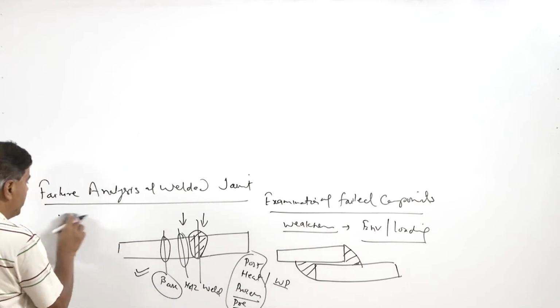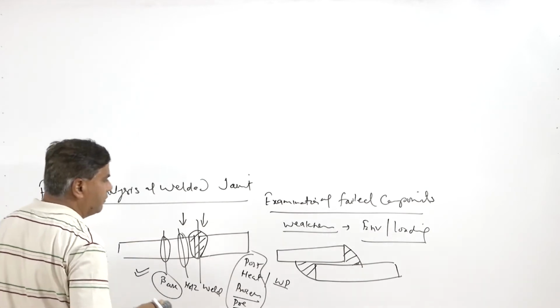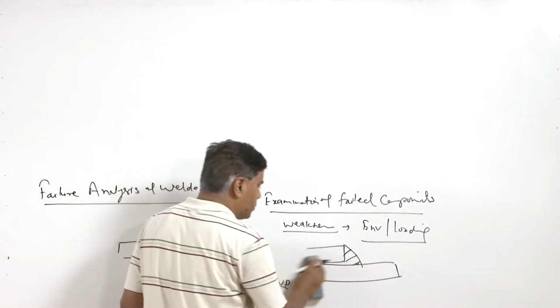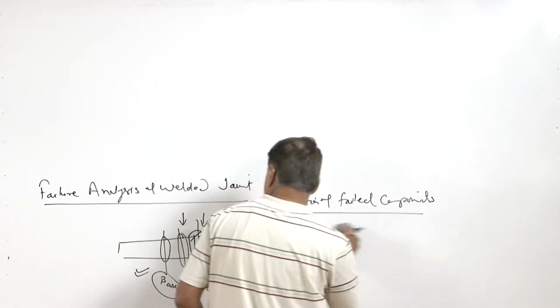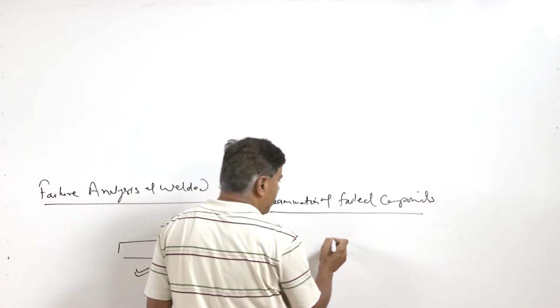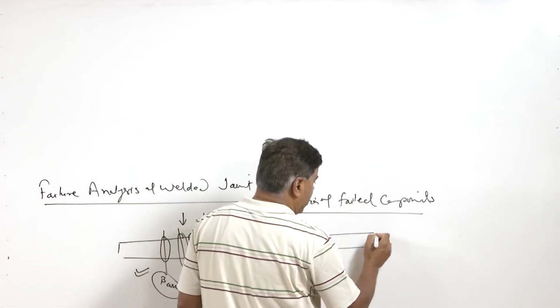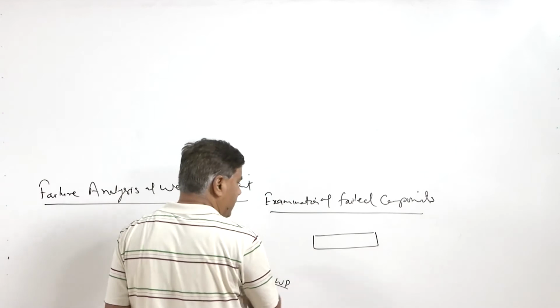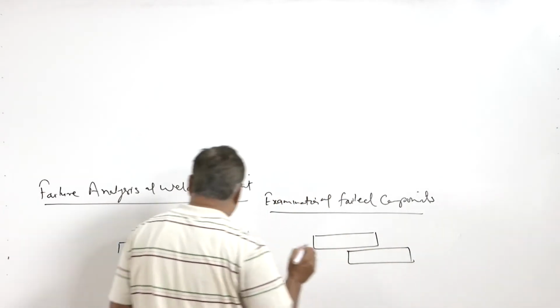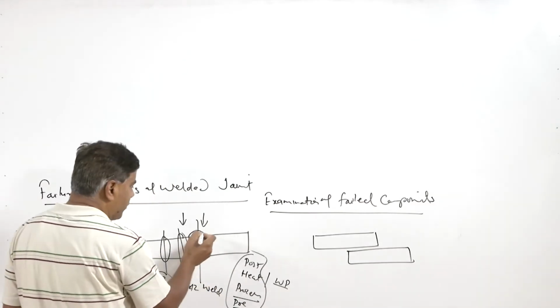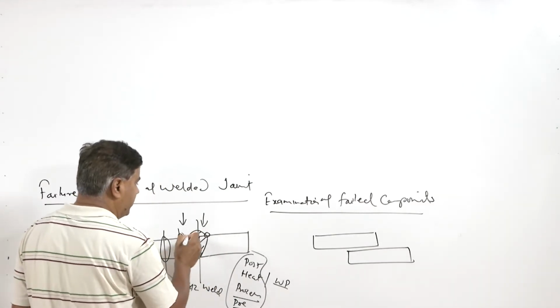So basically the location of the failure will help us to see what the different aspects are that need to be investigated. Apart from this, the failure may occur not exactly from the base metal or the heat affected zone, but from next to the weld metal or from a particular location like the toe of the weld.